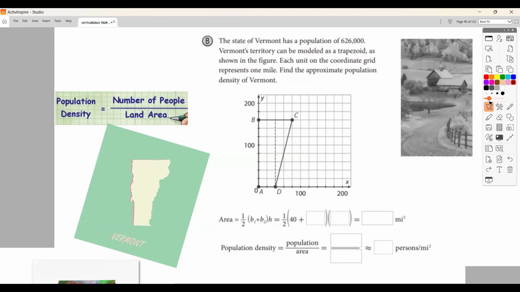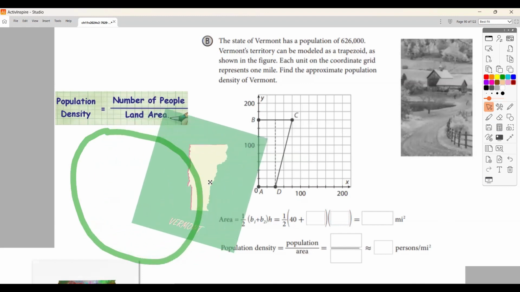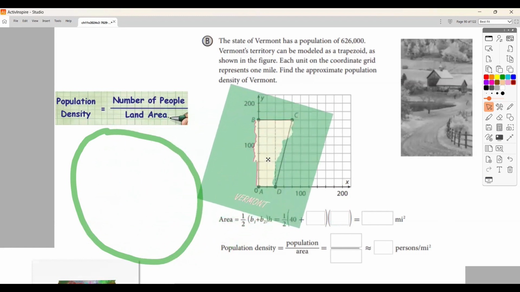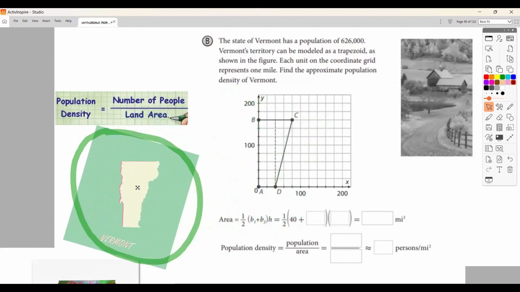So if we think of the state of Vermont, which is on the left, I'm circling it right now. This is the state of Vermont, what it looks like. And it mostly resembles, if you put it up onto a coordinate plane, a trapezoid again, okay? So if we scale it down and try to calculate its area using the traditional formula, let's see what we're given. The state of Vermont has a population, identify the key information, of 626,000. Great, so we're good with the number of people. Check. Now we just need the area.